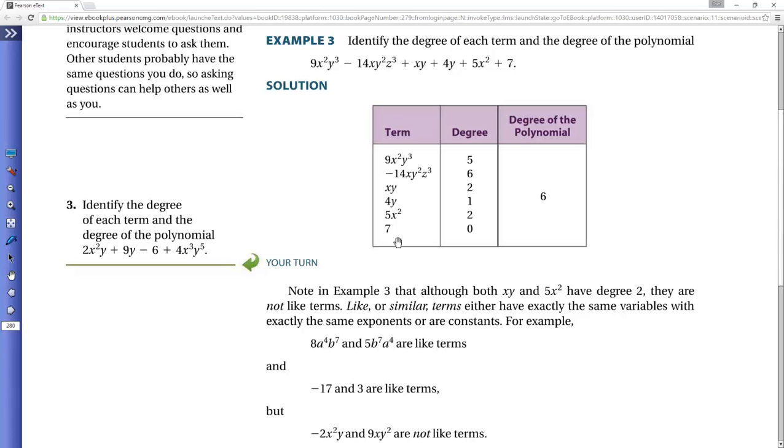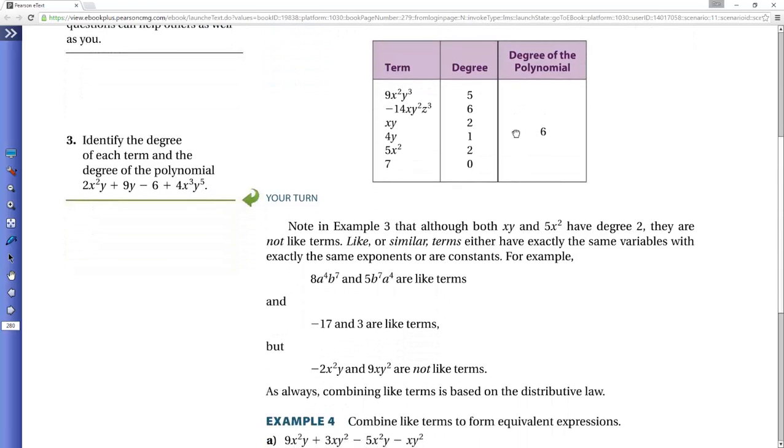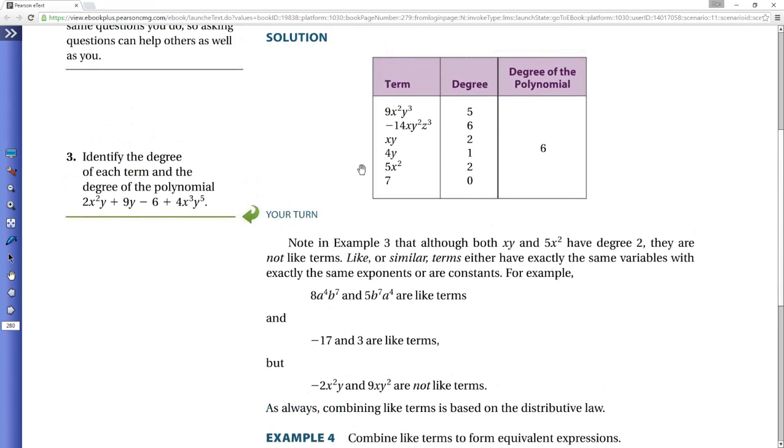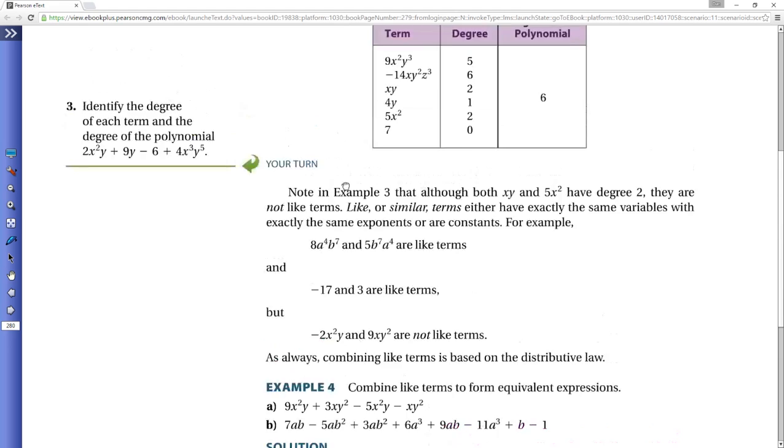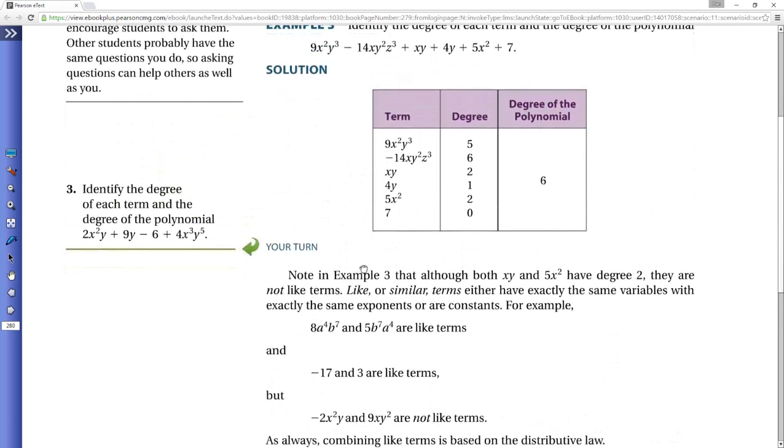So I could say this is 7x to the 0 power, which is 7 times 1. Well, the degree of the polynomial is the highest degree of any term in there. So in this case, it's this one right here, which is 6. So the degree of this polynomial right up here is 6. Now, some of the reasons that we do this is to try to find a standard way to write the polynomial.